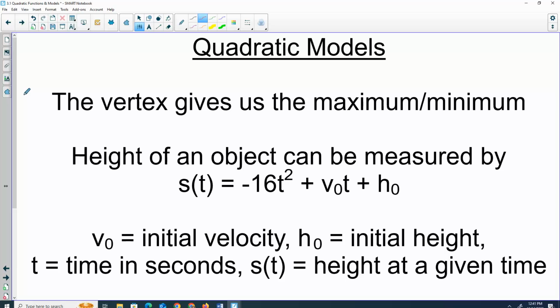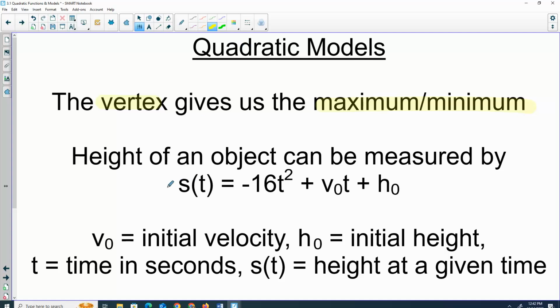We've seen word problems. Quadratic equations are used a lot in word problems because the vertex gives us a maximum or a minimum. So in these, your vertex is always either the max or the min. How do we decide if it's a max or a min? If it opens up or down.